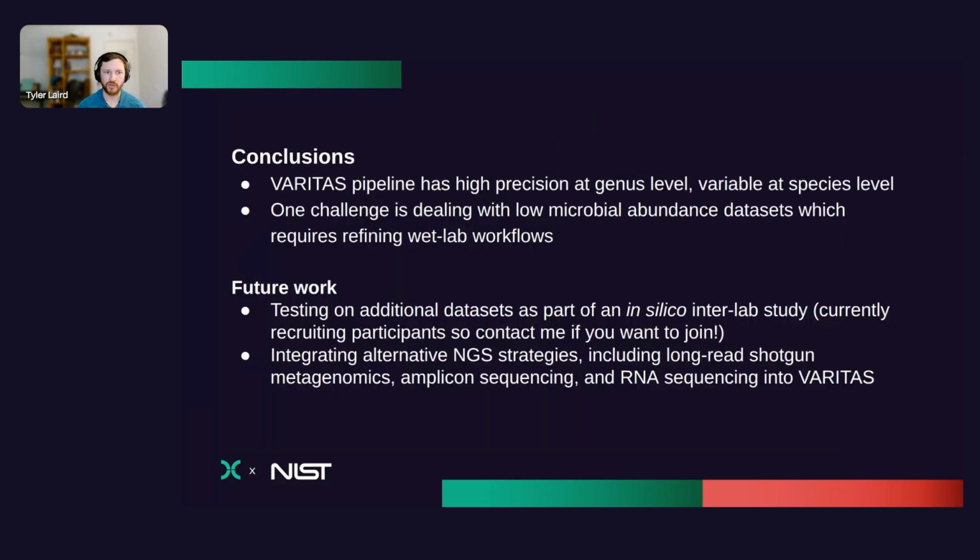So this gets me to the conclusions for my talk today. So the VARITAS pipeline has high precision at the genus level. It's variable at the species level, but very good and reduces the number of false positive taxa detected compared to other pipelines. One challenge is dealing with the low microbial abundance data sets, like I just showed with the Park et al. analysis of their data set. And this requires refining wet lab workflows in combination with bioinformatic workflows. So definitely making sure that host read removal is optimized.